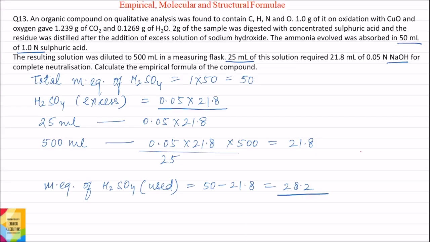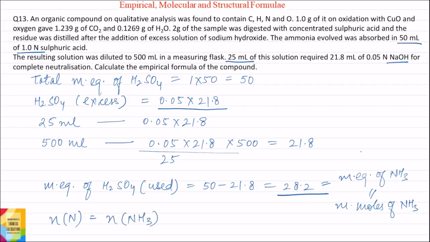Now this is also equal to milliequivalents of ammonia, and it is also equal to millimoles of ammonia. Now 1 mole of ammonia contains 1 mole of nitrogen. So moles of nitrogen in ammonia is equal to moles of ammonia, because 1 mole of ammonia contains 1 mole of nitrogen. So moles of nitrogen is equal to moles of ammonia, which is equal to 28.2 divided by 1000, and this is equal to 0.0282 moles.